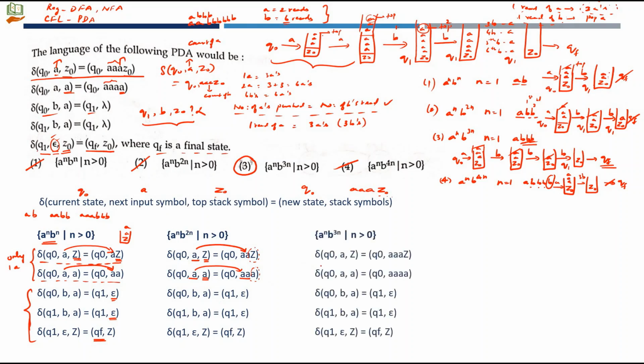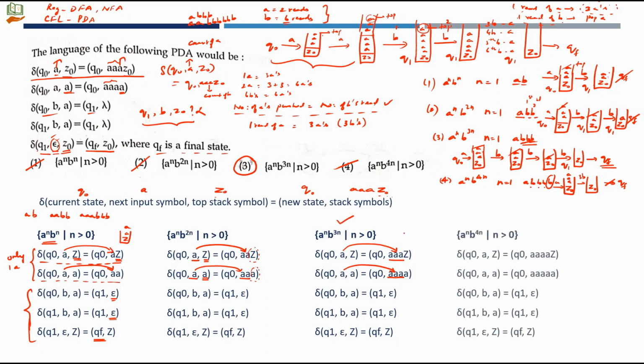Similarly, for A^n, B^3n, we have 3 A's inserted for one read of A. Similarly, 3 A's inserted for one read of A. This set of transitions is what is given in the question. Regarding A^n, B^4n, we will have 4 A's for one read of A. Similarly, 4 A's for one read of A.